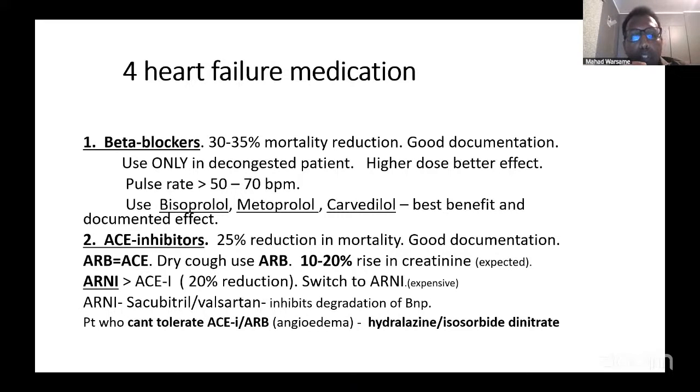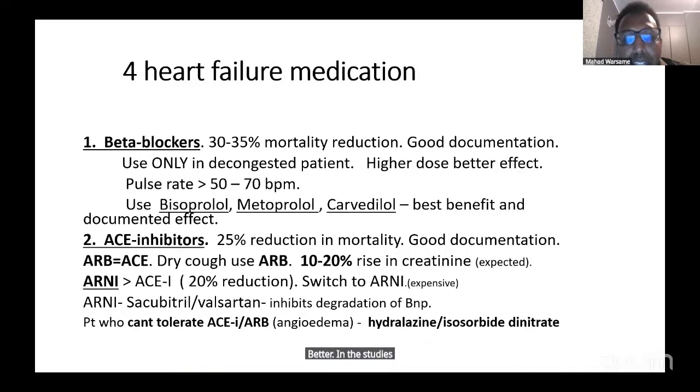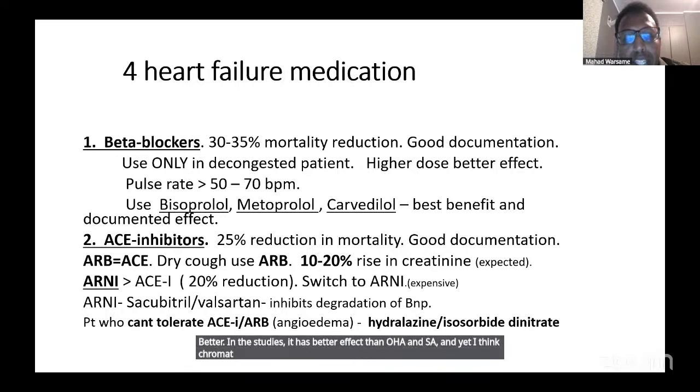Then change to angiotensin receptor blockers. And ARNI is also recommended, but it's quite expensive. But it is the one that, in studies, has a better effect than angiotensin converting enzyme inhibitors. It has a better effect.